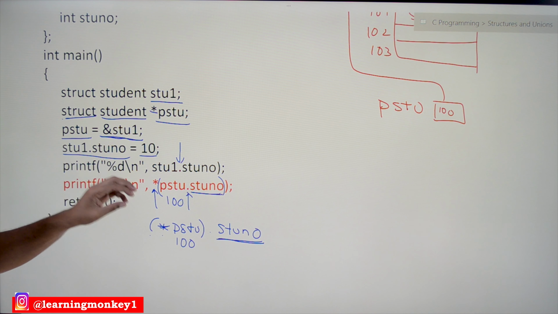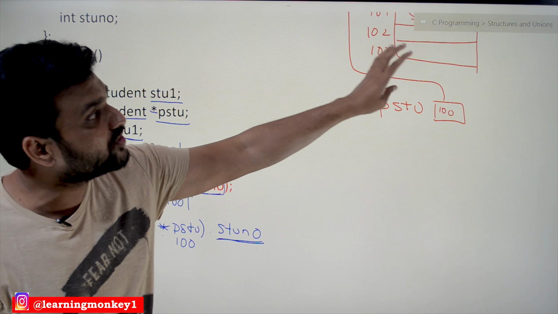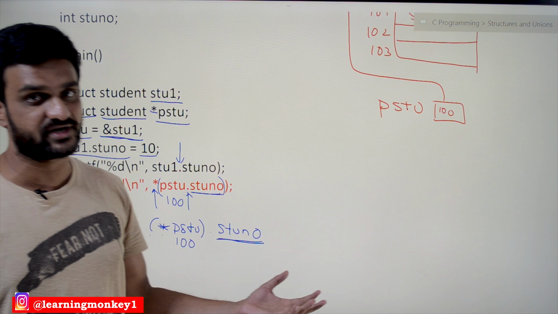This is how the declaration has to be done. If you want to access the members of the structure by using the pointer, this is how things are to be declared. We have to give the brackets, and within that we have to give *pstu, the pointer name. Every time we have to use these brackets. If you forget this, it is going to generate an error.